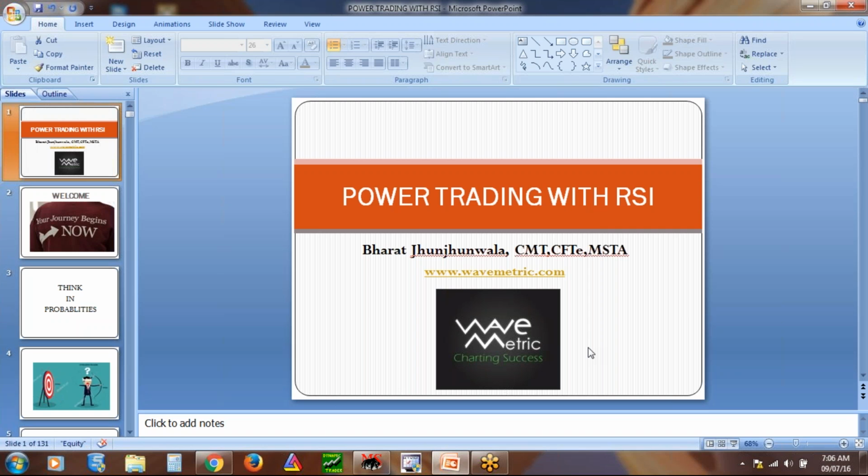I use RSI as a standalone indicator to trade the markets, with price action, of course. And what we're going to see today, and throughout the whole session, is how you can also use RSI as a standalone indicator. It means you will not need any other indicator with RSI to trade. It is a self-sufficient indicator in itself.